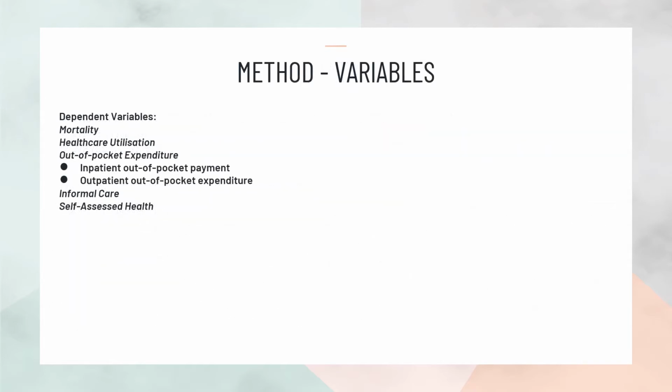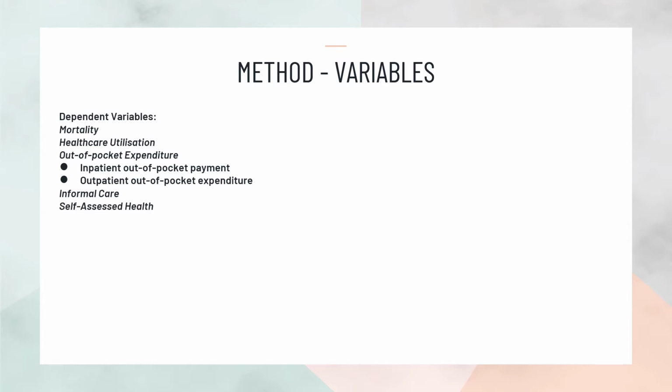As indicated in the beginning of this presentation, this study tests the impact of multimorbidity on various health outcome variables. First of these variables is mortality, which is an indicator variable that takes the value of 1 if the participant dies in the next wave and 0 otherwise. The healthcare utilization is proxied with the self-reported total number of nights that the respondent has stayed in the hospital.